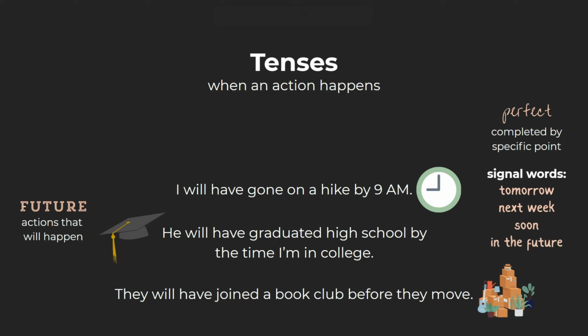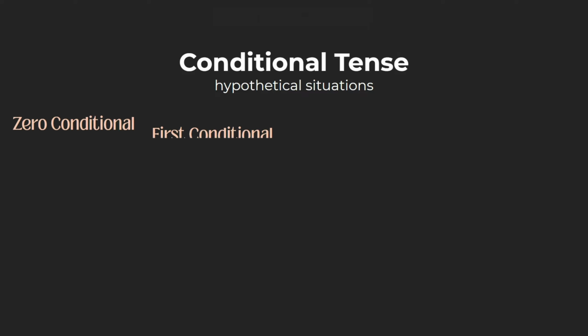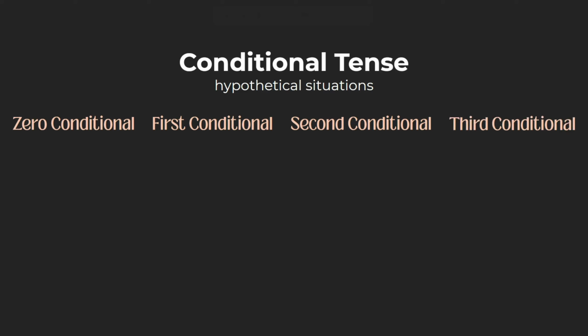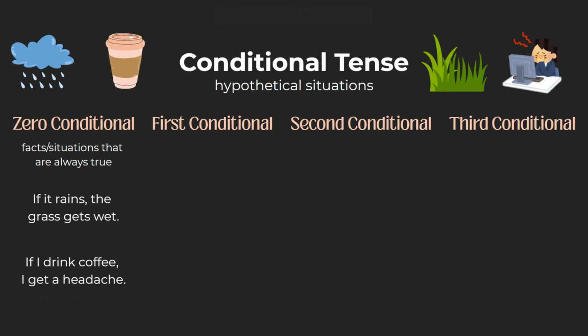Aside from the past, present, and future tenses, we also have conditional tenses. Conditional tenses are used for hypothetical situations, things that could happen in the future or could have happened in the past. There are four types: zero conditional, first conditional, second conditional, and third conditional. The zero conditional is used for facts or situations that are always true. For example, if it rains, the grass gets wet, or if I drink coffee, I get a headache. In the zero conditional, the word if can be replaced with the word when, and the sentence will still be accurate. When it rains, the grass gets wet, or when I drink coffee, I get a headache.